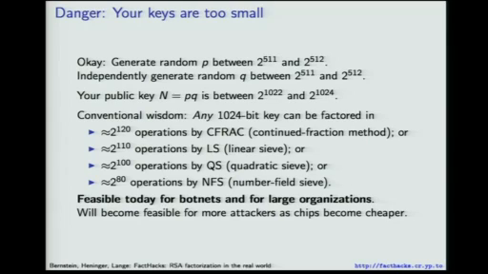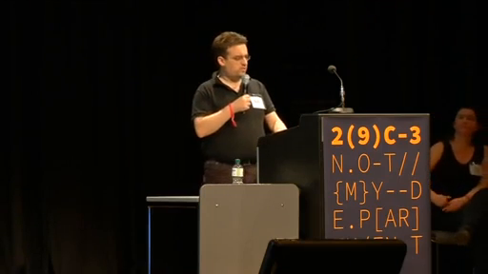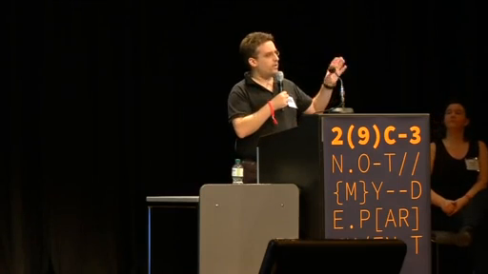There's all these different methods. I'll just skip down to the last two. There's the quadratic sieve, QS, and the number field sieve, NFS. These have been around since, well, the quadratic sieve since the 80s, the number field sieve since the early 90s. And for the number field sieve, the general consensus is it takes something like 2^80 operations.